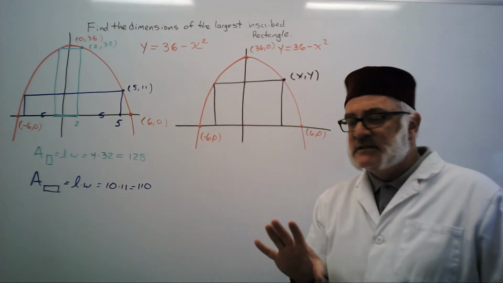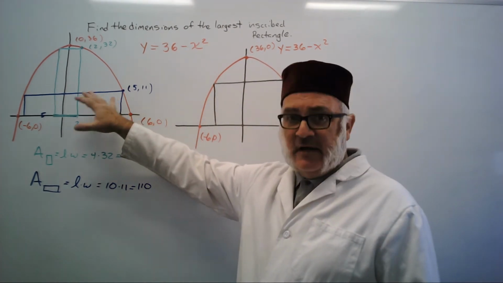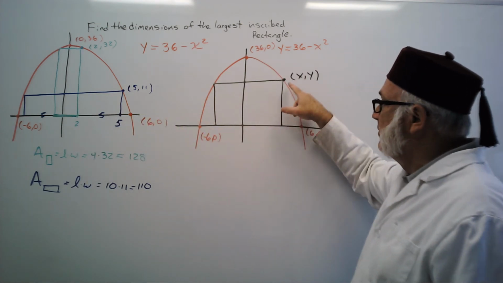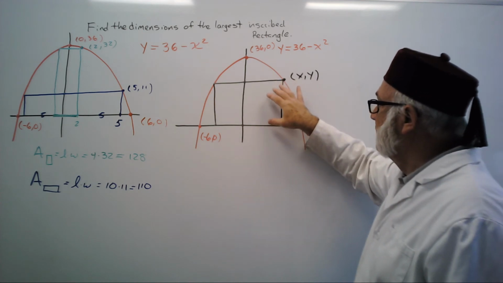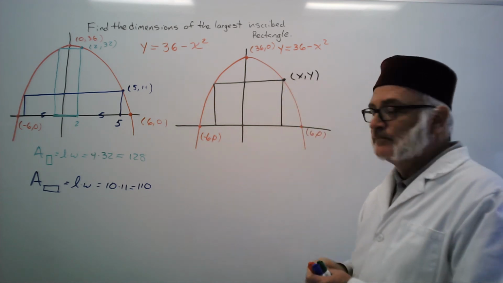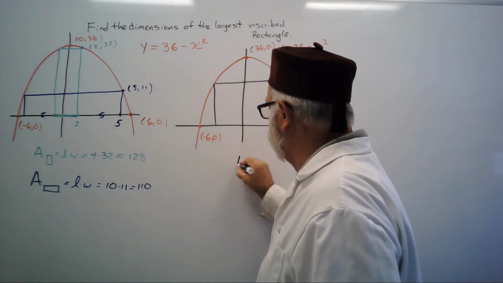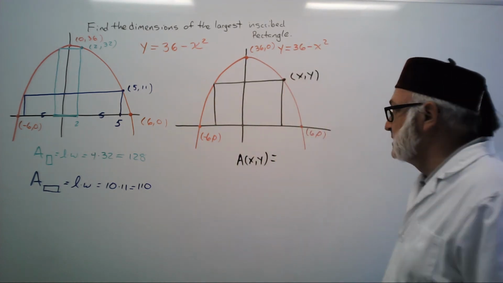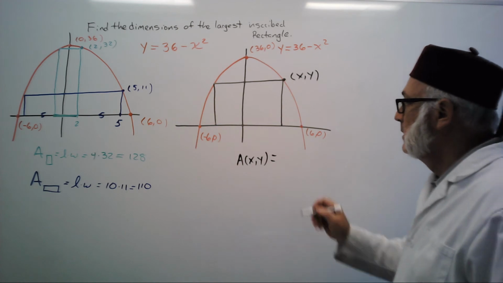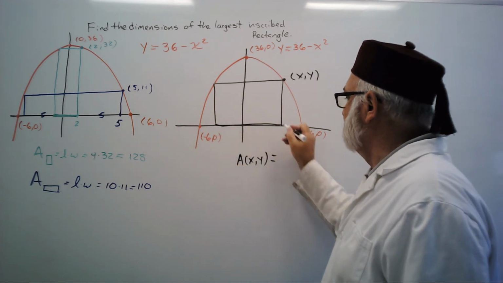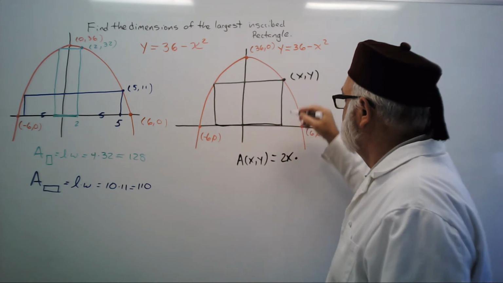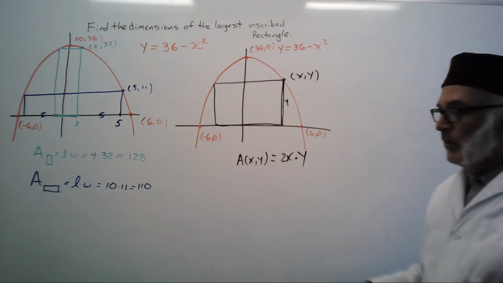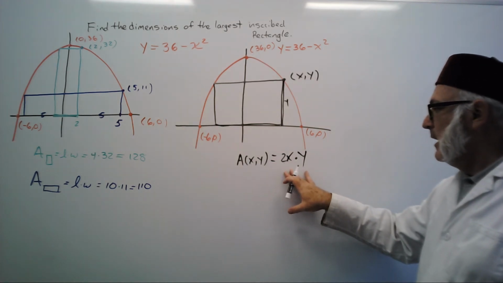Now, instead of picking a particular rectangle, let's pick a general rectangle. We'll have the upper right-hand corner of the rectangle be (x, y). The area of the rectangle can be described as a function of x and y. The width is 2x. The height is y, which makes the area of the rectangle in terms of x and y as 2xy.